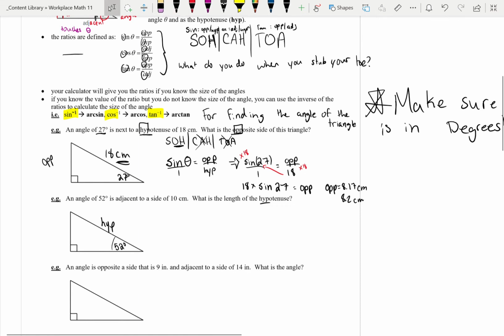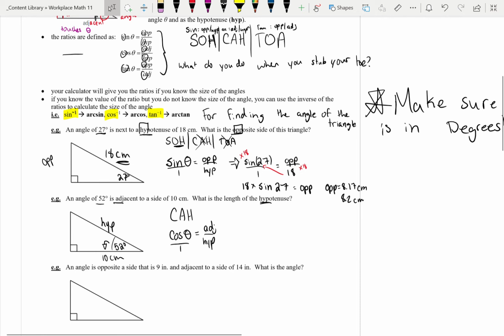So if this is my angle, my adjacent side is going to be the side that's touching it, but not the hypotenuse. So now I have 10 centimeters. Well, now I have adjacent and hypotenuse, and I have an angle, so I'm going to use the CAH part of SOHCAHTOA. So I have cos of theta is equal to adjacent over hypotenuse, and I like to write out every kind of step of the way just to remind myself.